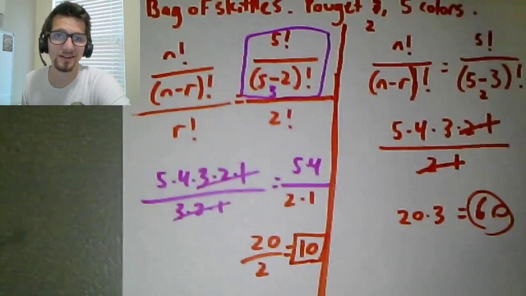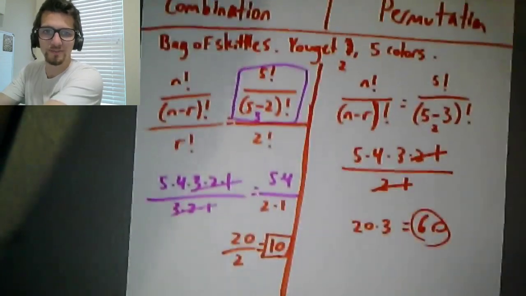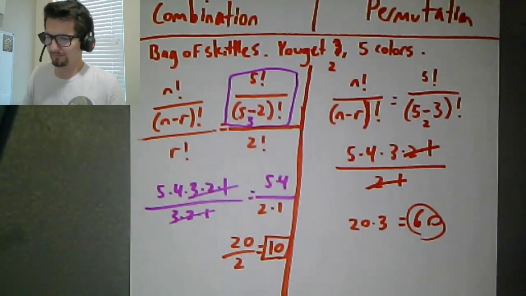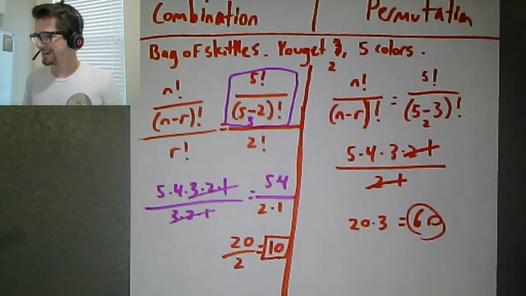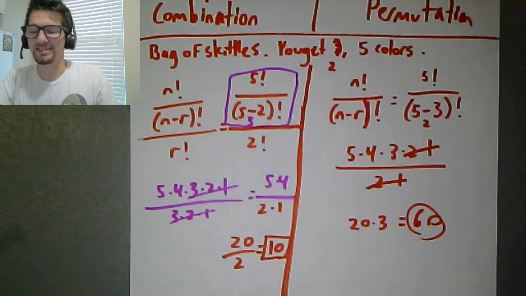And I have 10 options on combinations, which makes sense because you have fewer combinations than permutations. Okay? There's your combination permutation review. Now let's hop over to Desmos and remember what an R squared means.